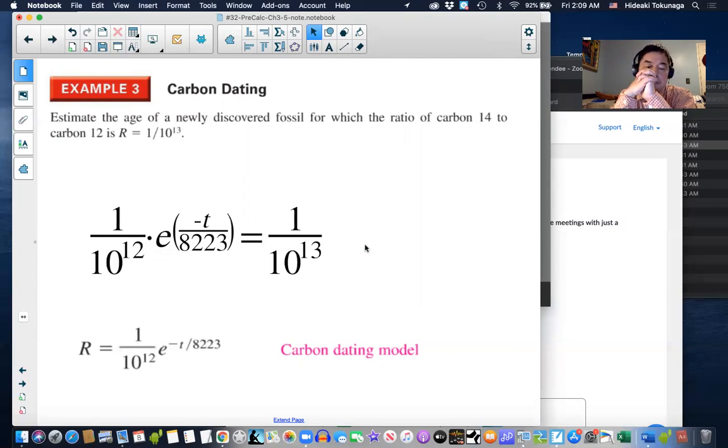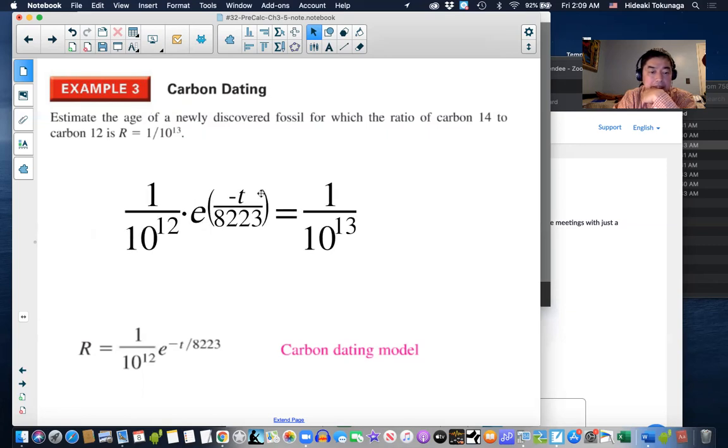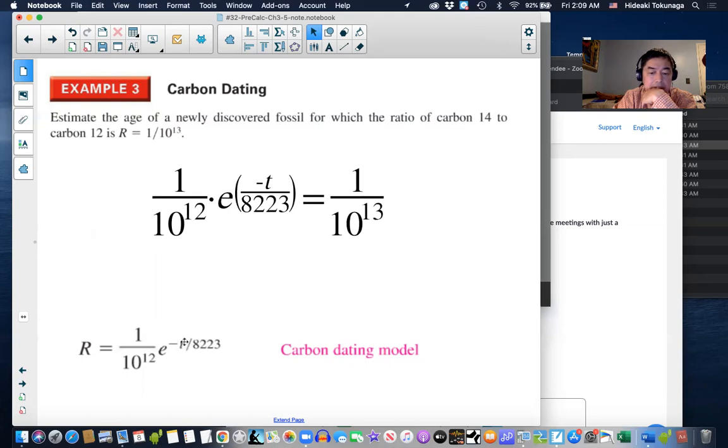Okay. Now we have to isolate. We have to estimate age, so T will be the age here. This is the model they gave us. T will be the age, so we have to get rid of the coefficient. To get rid of this coefficient, you have to divide by this number, right? So we divide this one by this number.